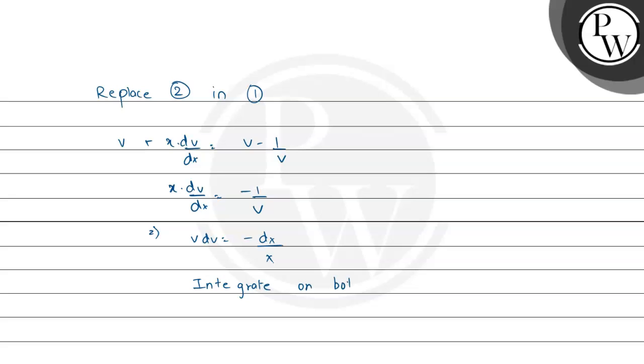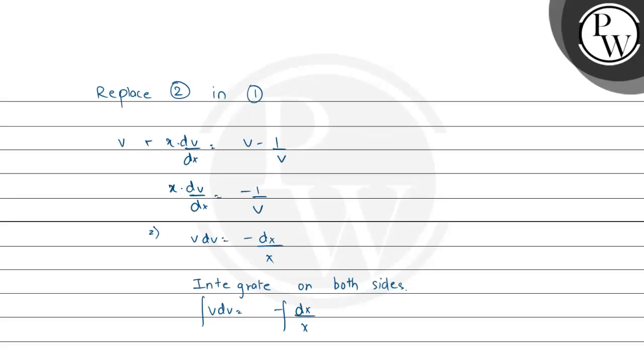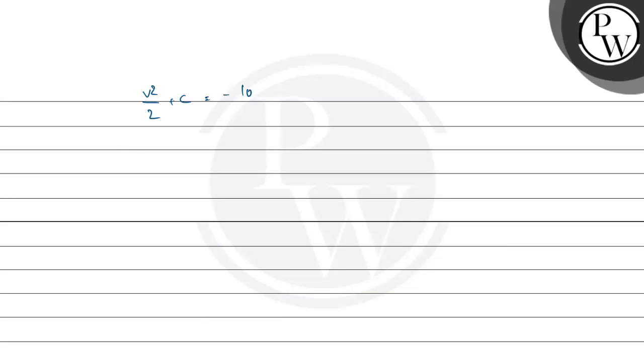On integration we obtain integration of v dv is equal to integration of minus dx upon x. Integration of v dv corresponds to v square upon 2 plus c, and integration of minus dx upon x corresponds to minus logarithm of x. So I can say that e to the power minus v square upon 2 plus c is equal to x.